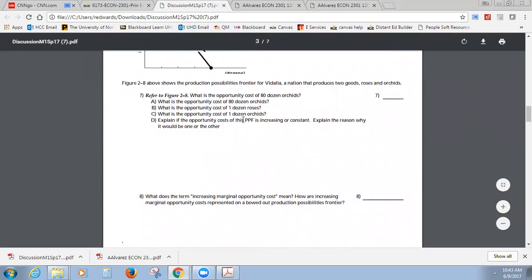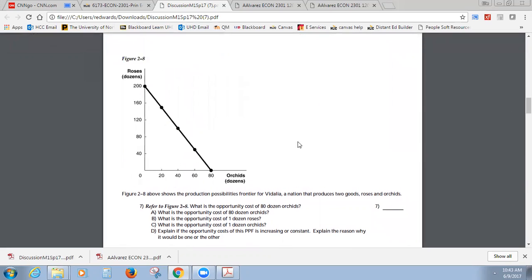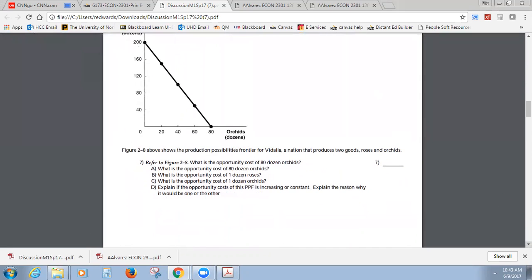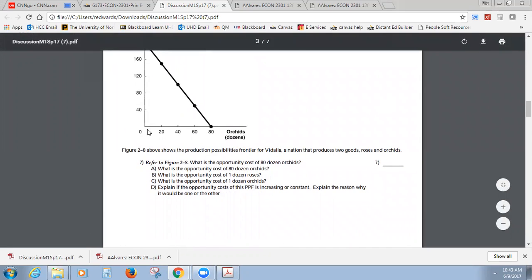And that comes in handy when we start talking about comparative advantage. Explain if the opportunity cost of the PPF is increasing or constant. It's going to be constant, I said earlier, because if I used 200 to 80 or 160 to 20 or 120 to 40, any of those points, I would have seen that the slope was exactly the same, which is your change in Y over your change in X.